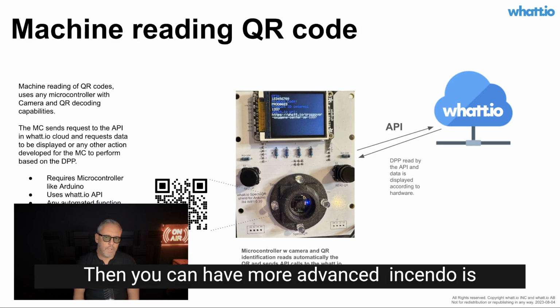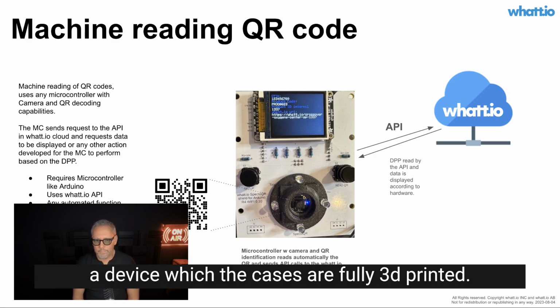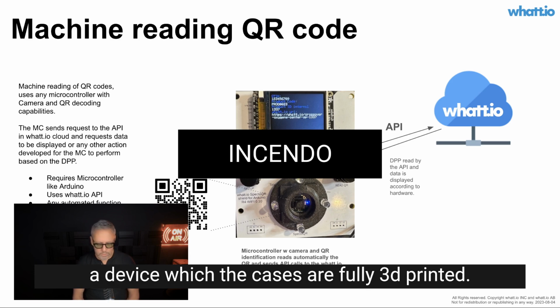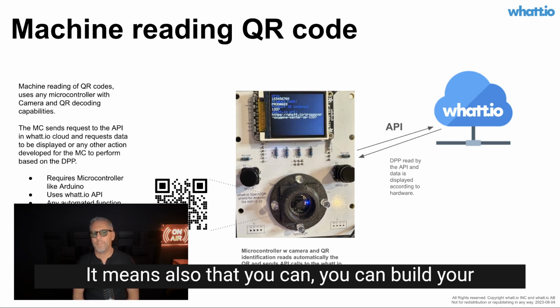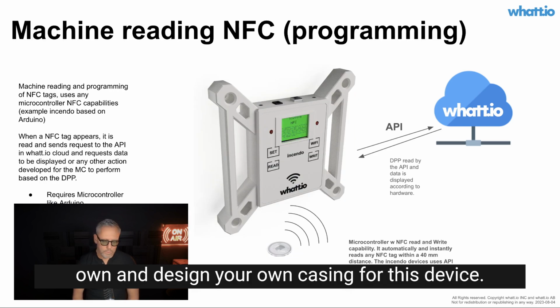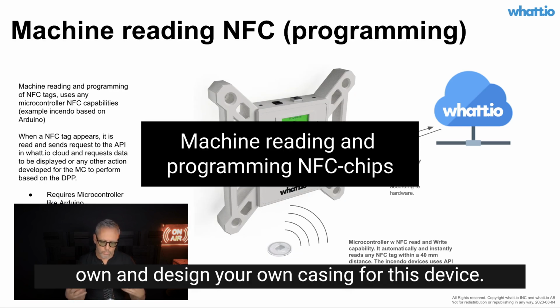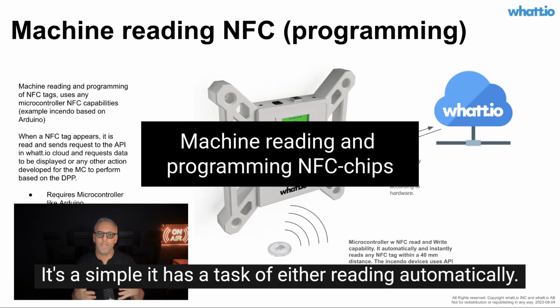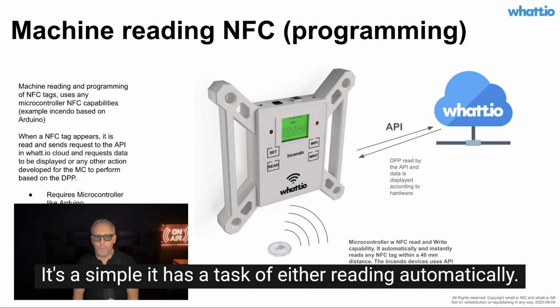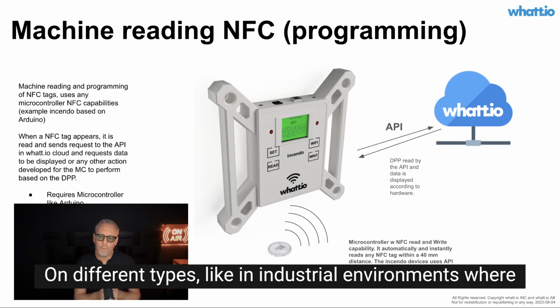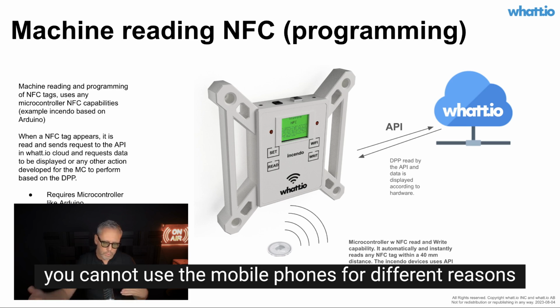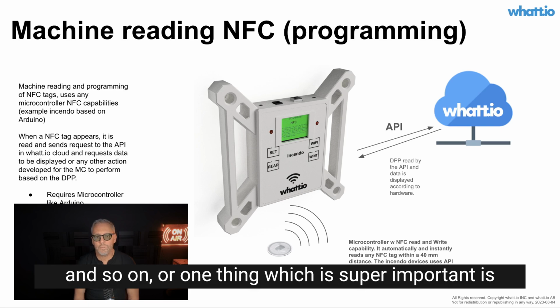Then you can have more advanced NFC. So Incendo is a device which the cases are fully 3D printed. It means also that you can build your own and design your own casing for this device. It's simple. It has a task of reading automatically on different types, like in industrial environments where you cannot use the mobile phones for different reasons and so on.